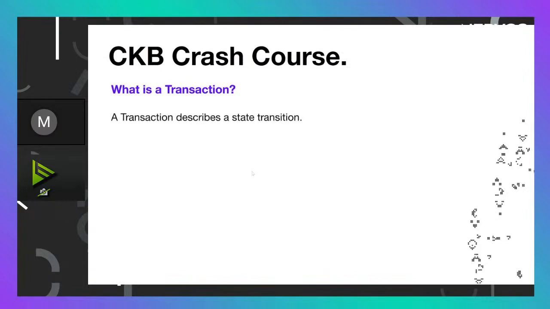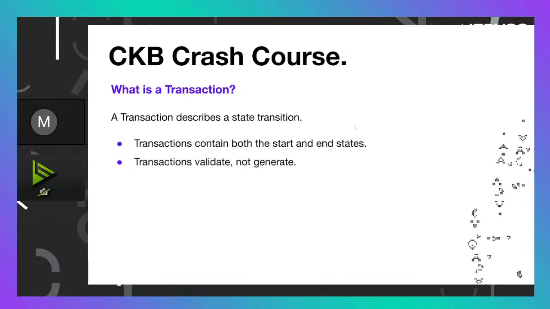Okay, so what is a transaction? On Nervos, a transaction describes a state transition. Transactions contain both start and end states. So this is a little bit different than on Ethereum, for example, where you submit a transaction and the transaction basically has a function call which generates the next state, but you don't necessarily know what that state is. On Nervos, you see the start and end states. So it's validating these, not generating them.